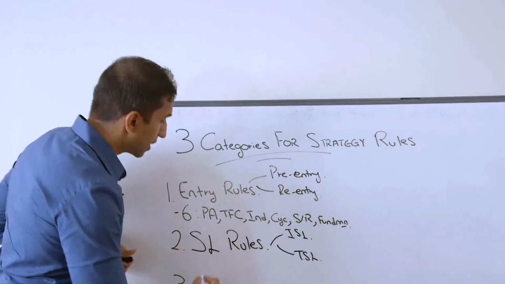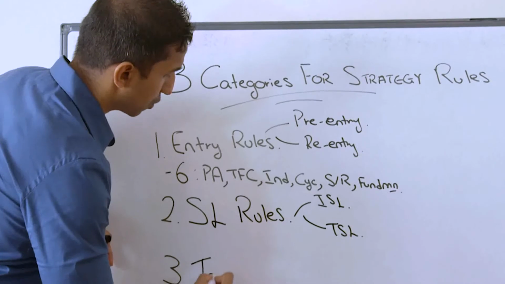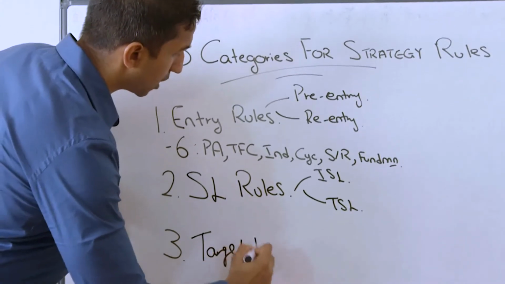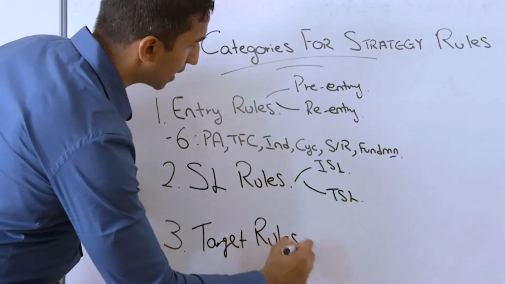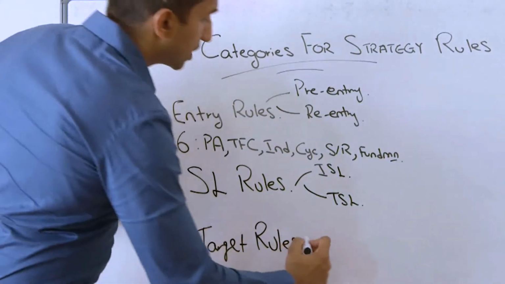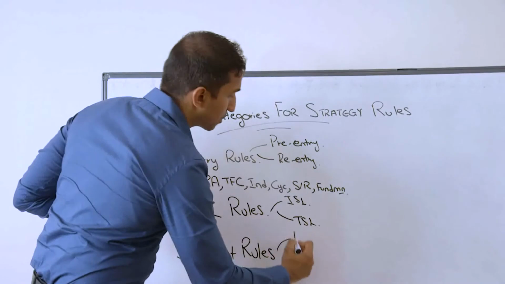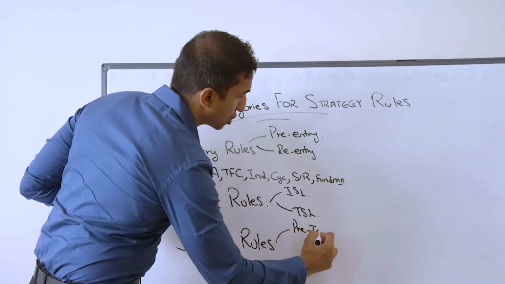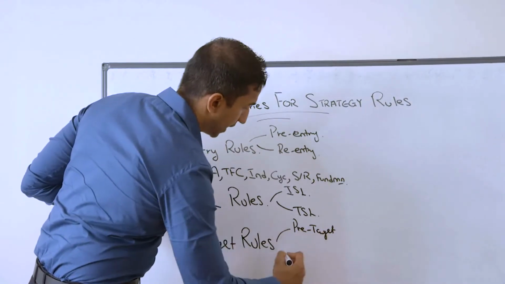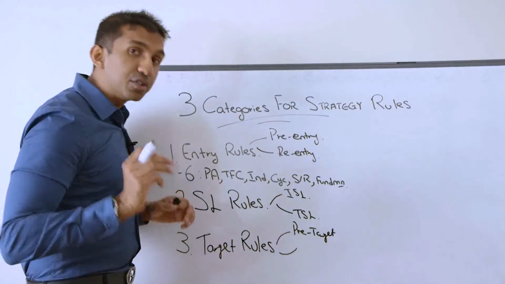The final thing we are looking at is our target rules. Okay, our target. Where are we going to get out? Now, in terms of the target rules, we are looking at pre-target. That is, before we enter the trade, we already should know where we're going to get out. And finally, the intra-target as well.